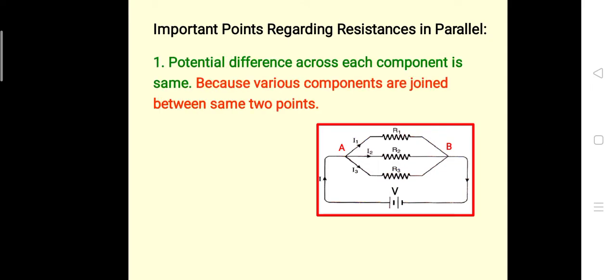From this diagram, it is clear that, as we have already discussed, one end of R1, R2 and R3 is connected at point A and the other end of R1, R2 and R3 is connected at end B. A is connected with the positive terminal of the battery and end B is connected with the negative terminal of the same battery. So the potential difference across R1, R2 and R3 will be the same. It is written: potential difference across each component in parallel combination is the same because various components are joined between the same 2 points.